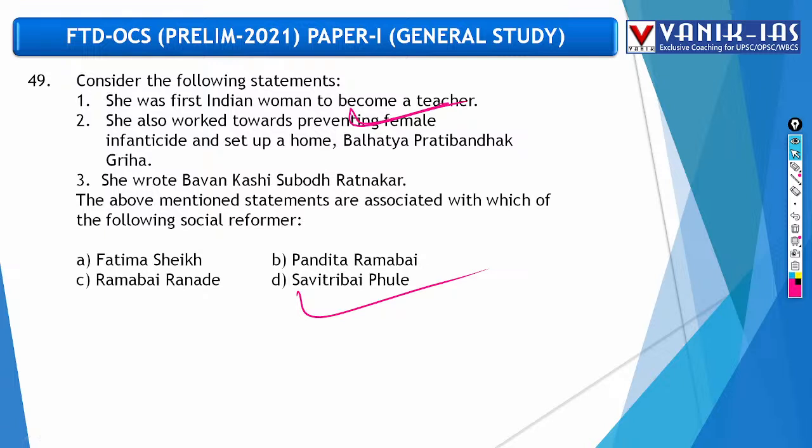Consider the following statement. She was the first Indian woman to become a teacher. She also worked towards preventing female infanticide and set up a home, Balhatya Pratibandhak Griha. She wrote Bhavan Kashi Subodh Ratnakar. Who is it? It is Savitribai Phule. Savitribai Phule has written this, right?